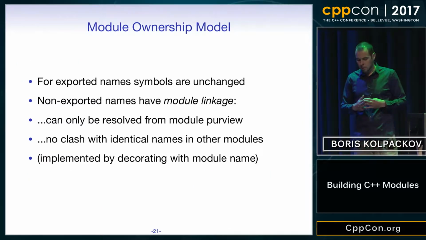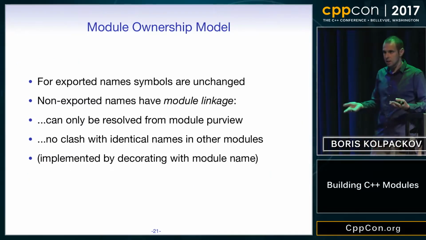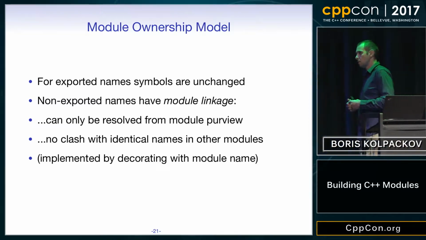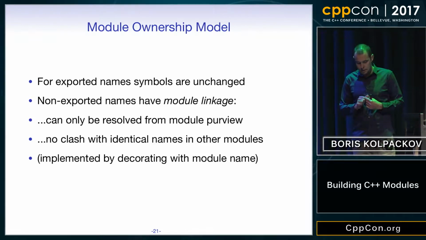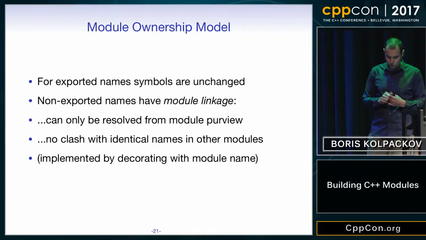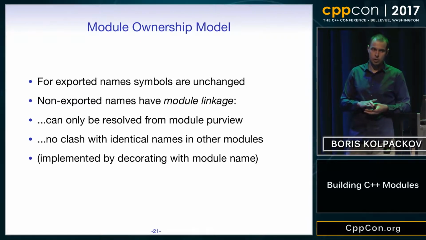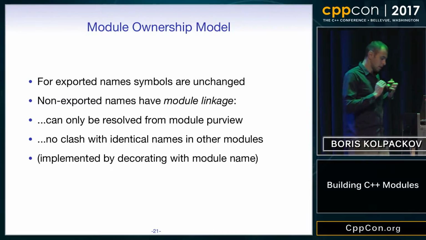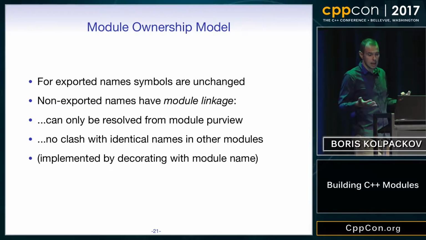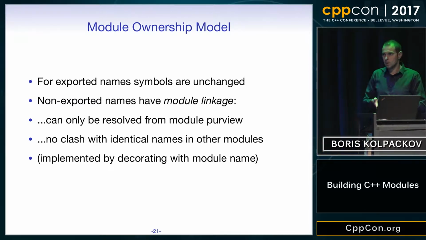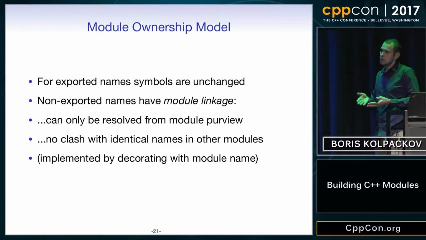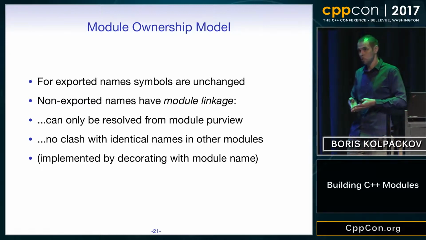So far we've been talking about names. What about corresponding symbols? This is where it gets a little bit interesting. A module has this curious ownership model, as specified currently, which is called the weak ownership model. So in this model, names that are exported, their corresponding symbols are unchanged. So they look exactly the same as if we actually never used modules.